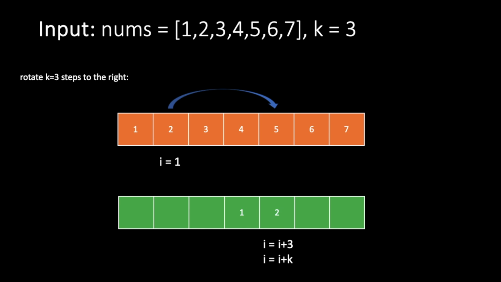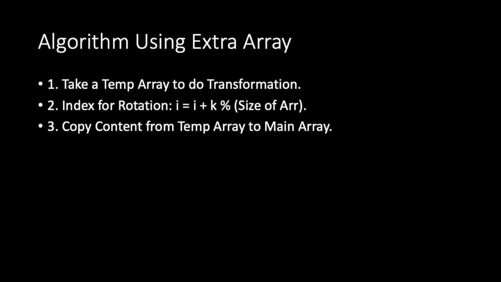So let's see the algorithm behind this. In order to solve this, we are taking one extra array, a temporary array, and for calculation of the rotation index we are using this formula: i equals i plus k, where k is the number of steps, modulo size of array. Why are we doing the modulo? Because once we reach the end of the array, we need to calculate the next rotation, but we should not get an out of bound error. So we are doing this modulo of the size of the array.